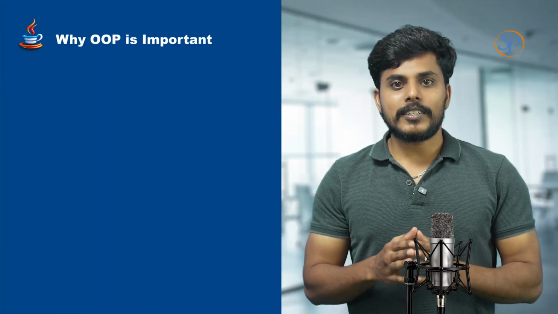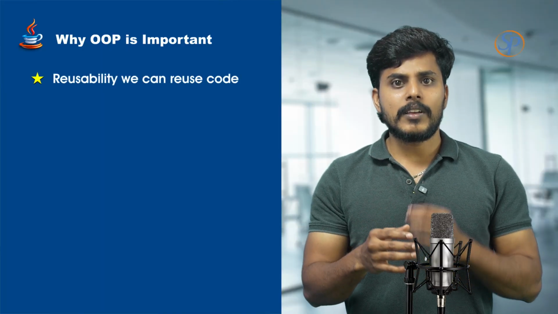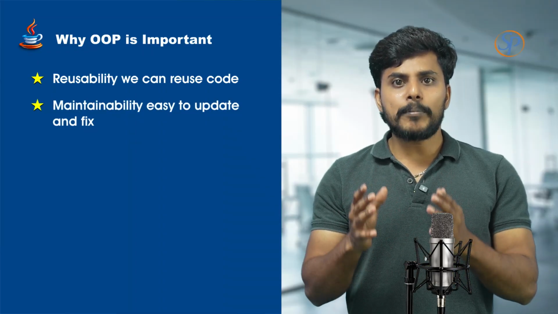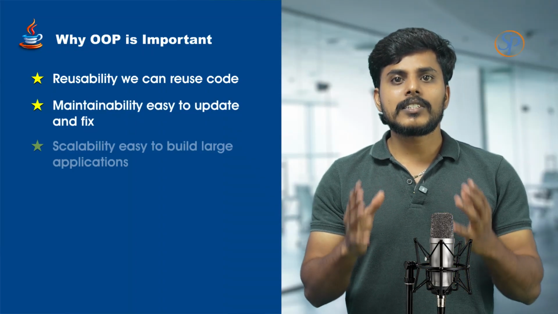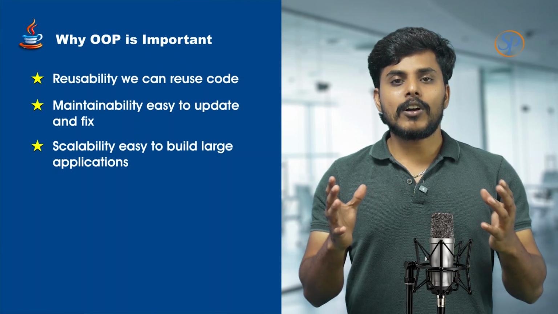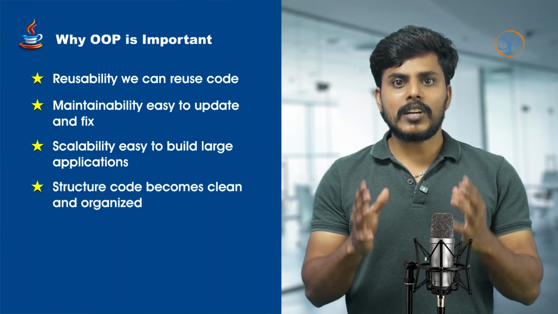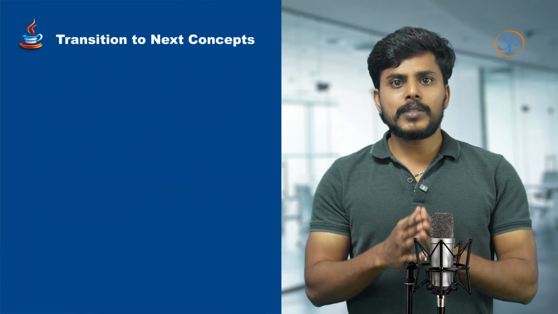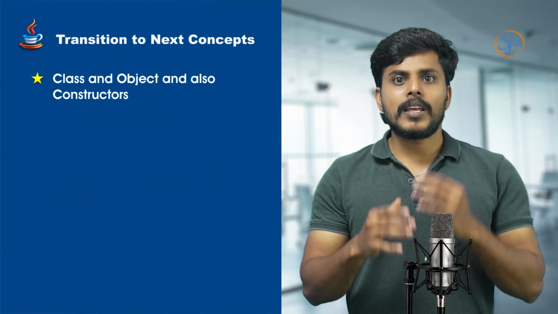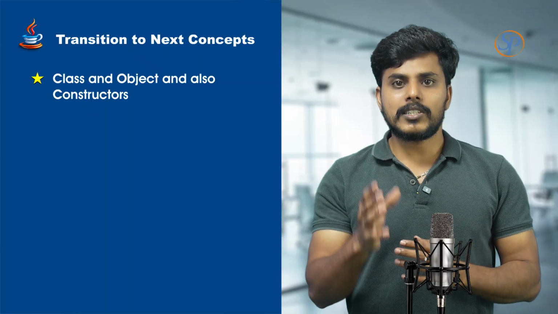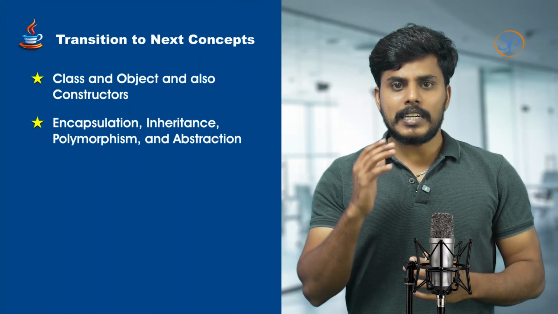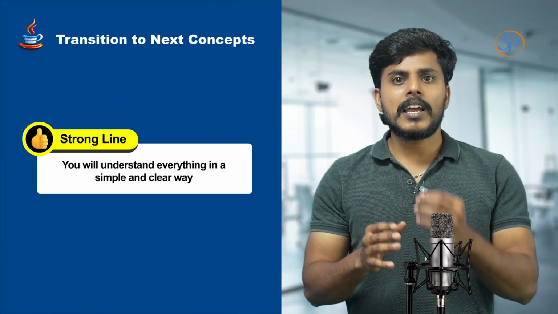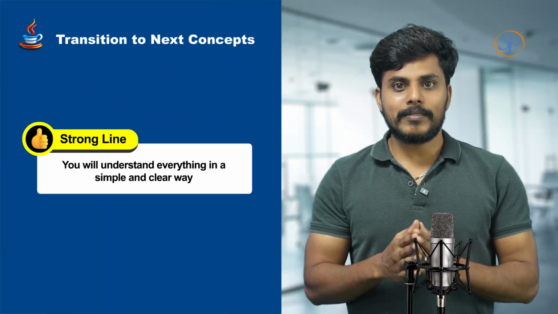Why OOP is important? First, reusability. We can reuse code. Second, maintainability. Easy to update and fix. Third, scalability. Easy to build large applications. Fourth, structure. Code becomes clean and organized. In this OOP journey, we will learn step by step class and object and also constructors, encapsulation, inheritance, polymorphism, abstraction. We will understand everything in a simple and clear way.